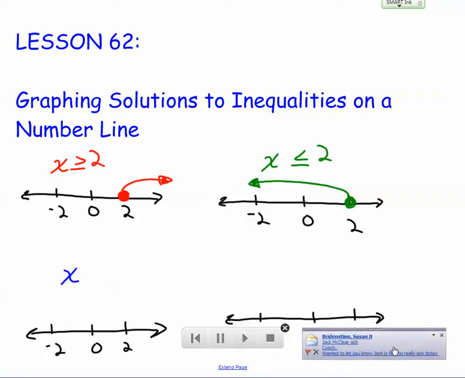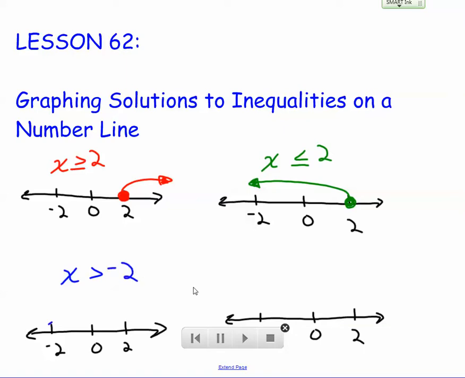Okay, let's change it up a little bit. x is greater than -2. That's a little bit different, and hopefully you can see the difference. All the values that are greater than -2, we start at -2 and we go to the right, but you can see that I'm using an open dot here because -2 is excluded from these solutions. -2 is not greater than -2, so we use an open dot to show that it is not one of the solutions to that inequality.